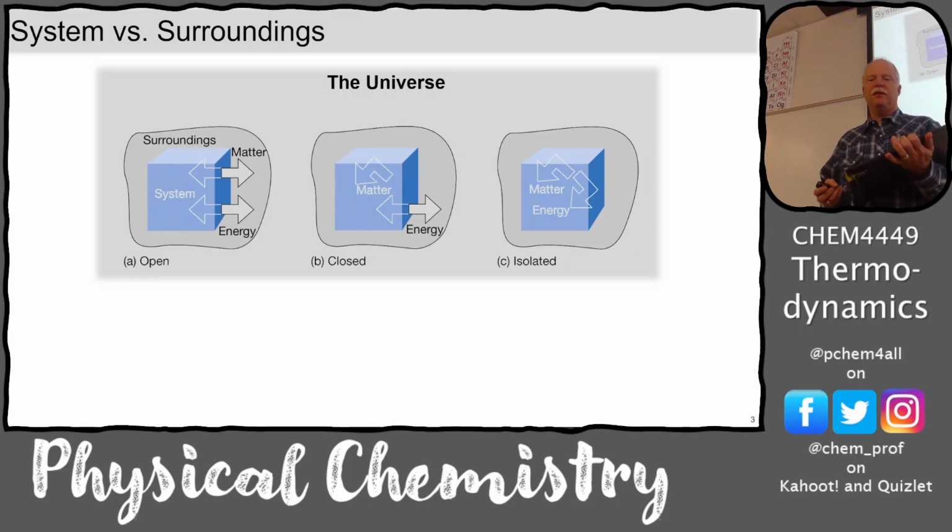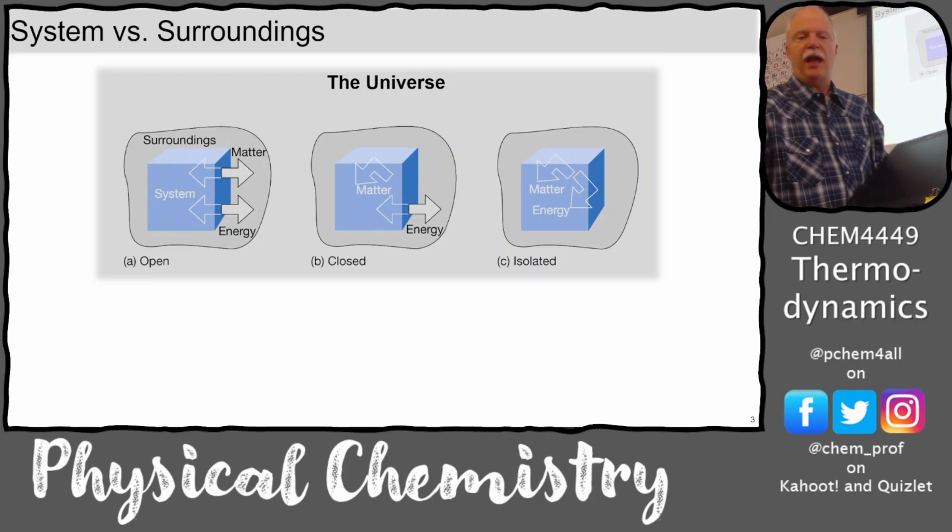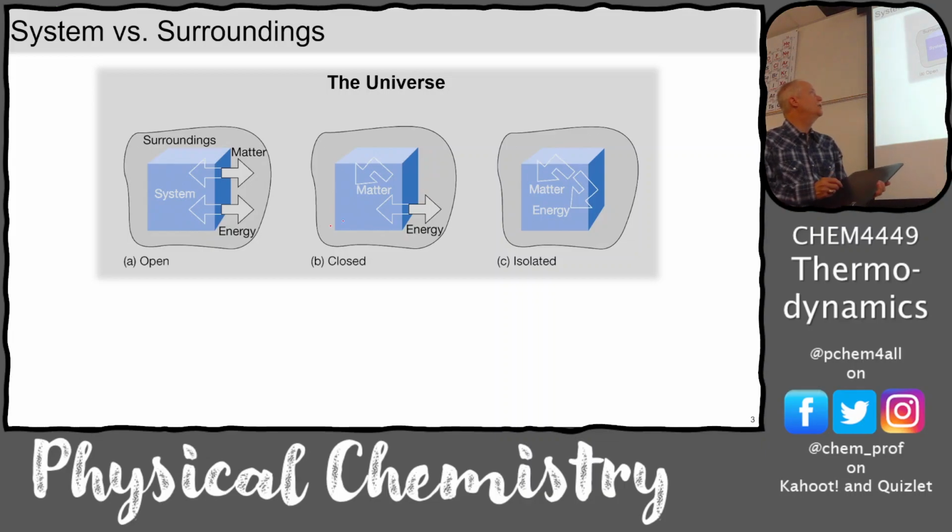So we have 3 types of setups. We have an open system where the mass and the energy can leave. So this is the important piece right here. Can matter and energy leave? If so, that's called open. And so we're focusing on the matter and the energy. If we don't let the matter leave, then it's a closed system.